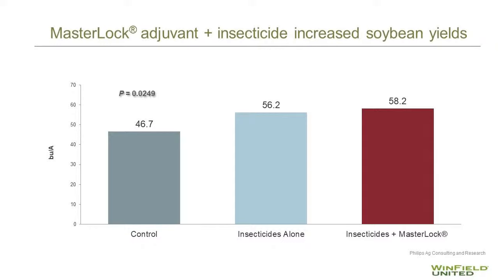Similarly on corn, our replicated testing in the last few years, we've seen that when we add MasterLock to a corn fungicide application, we're increasing yield by an average of about 5.6 bushels per acre. Over and beyond what the fungicide alone is providing to that corn crop and the yield of that corn crop.